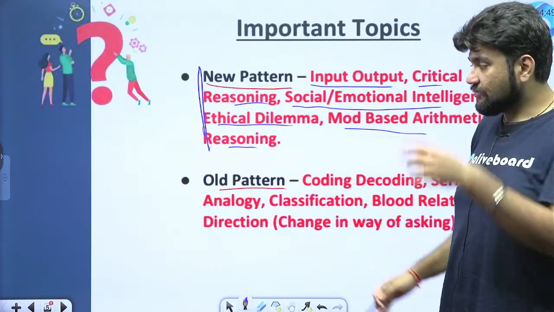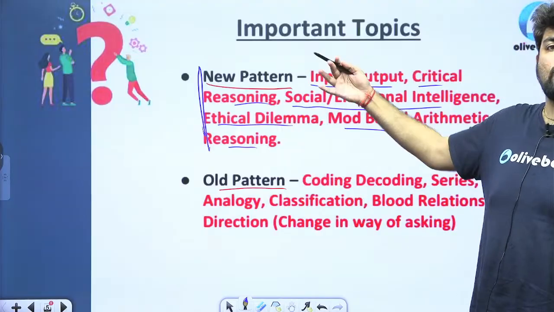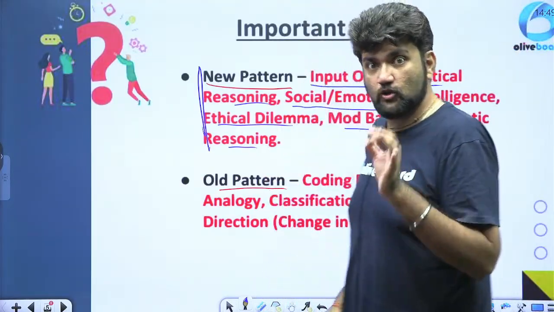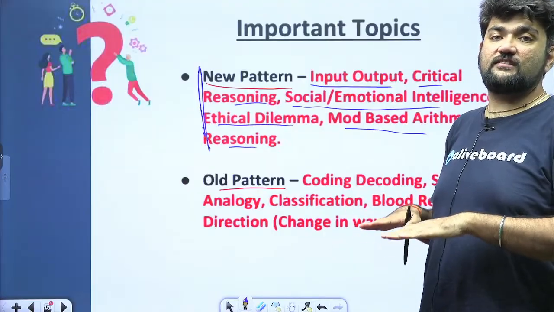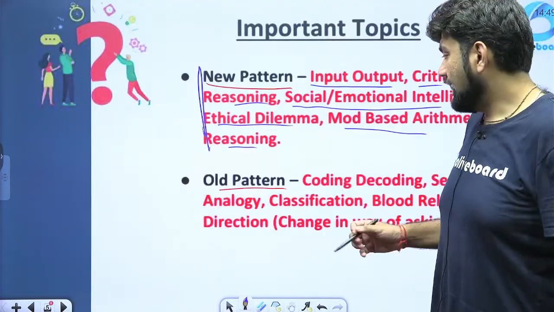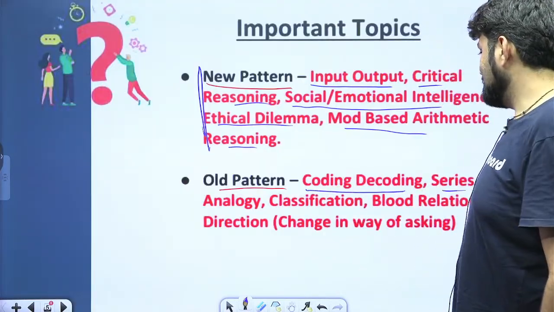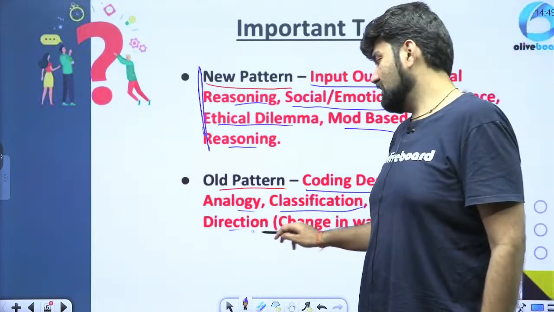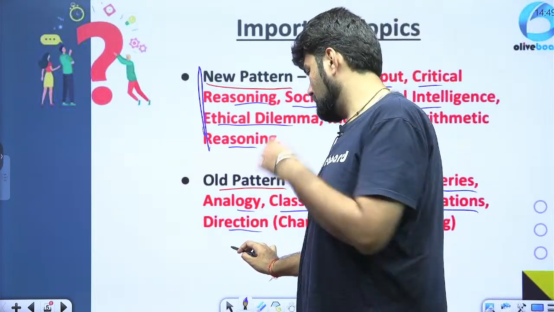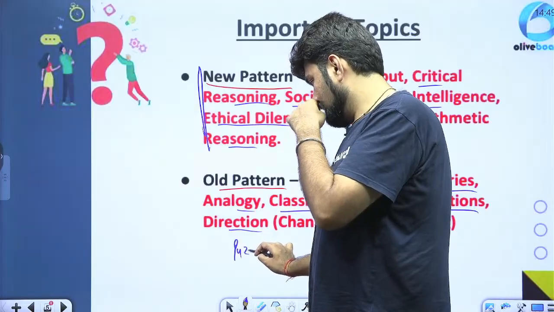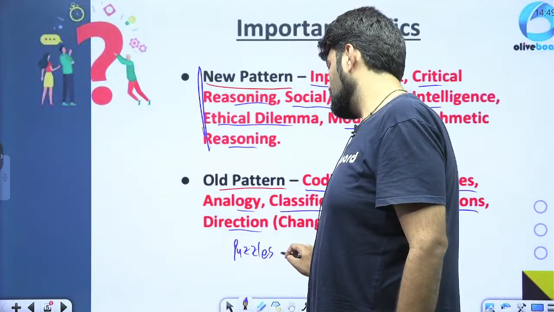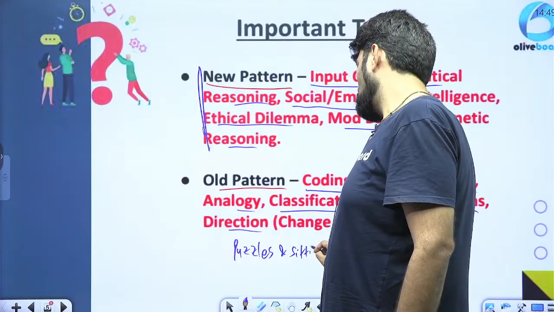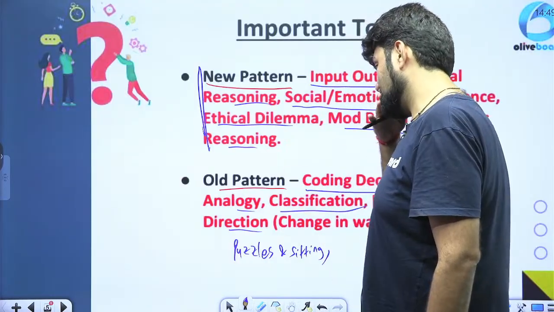Now, as far as the old pattern is concerned, despite these new questions, there are topics in the old pattern which still have the capacity to actually decide whether your reasoning section is difficult or easy. And those topics are coding, decoding, series, analogy, classification, blood relation, direction. I will add some more here, maybe puzzles and sitting arrangement. I am not seeing a lot of variation in syllogism though. Puzzle and sitting arrangement, okay.